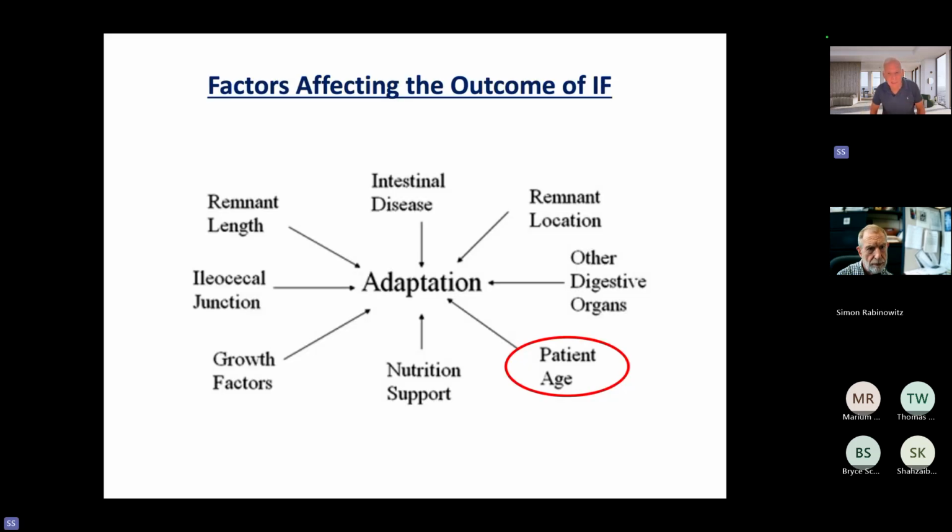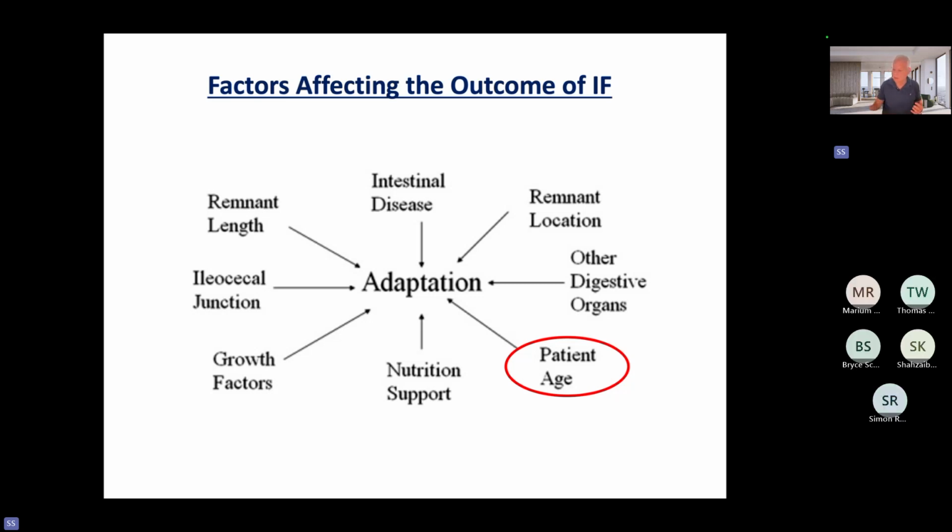So what are the factors affecting the outcome of intestinal failure? Certainly, the presence of growth factors, the presence of an ileocecal junction, the length of the remaining bowel, the presence of underlying intestinal disease, where the disease has been resected, the contribution of other digestive organs, the appropriateness of nutritional support, but perhaps overriding all of these is patient age.